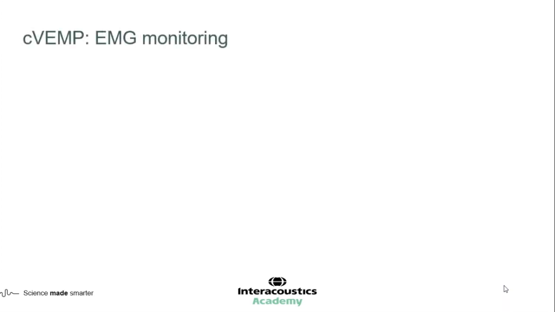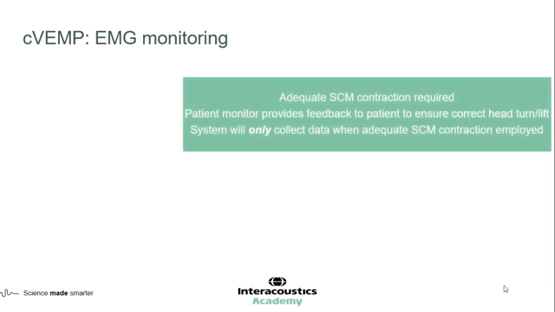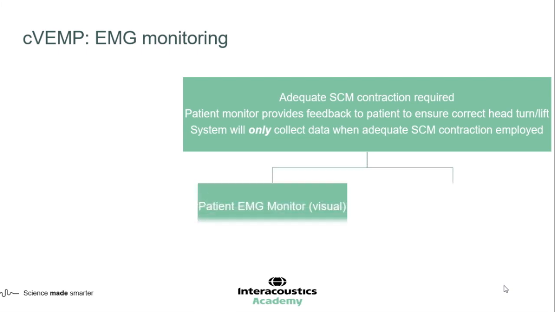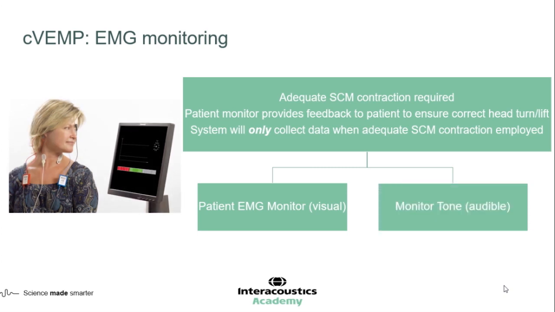Now, one of the things we mentioned earlier was EMG monitoring for cVEMP. That sternocleidomastoid muscle is really critical for being able to record the biphasic response. We need adequate contraction, so some mechanism to give feedback to the patient, whether that's you telling them with an auditory signal or whether they get something visually to look at. That will then only allow data in the Eclipse system to be recorded when the SCM is at the right contraction level. It makes the data a little bit cleaner, and also allows us to record shorter responses.